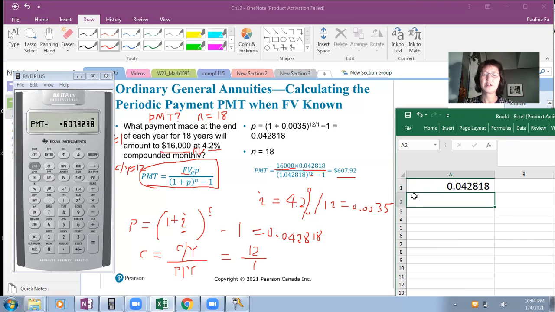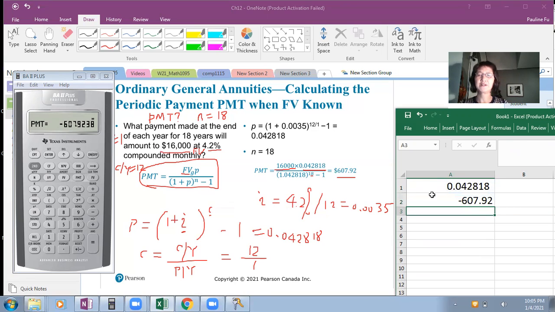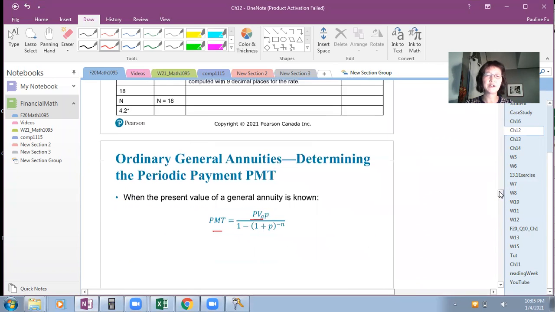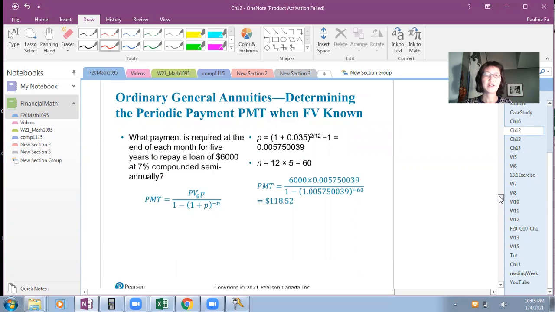Once you have P, you use the Excel PMT formula. Payment rate is P. NPER 18. Present value 0. Future value 16,000. Type 0. And you get this number, the payment. Okay. So these are the 3 methods to calculate payment for ordinary general annuities. Let's look at another example.